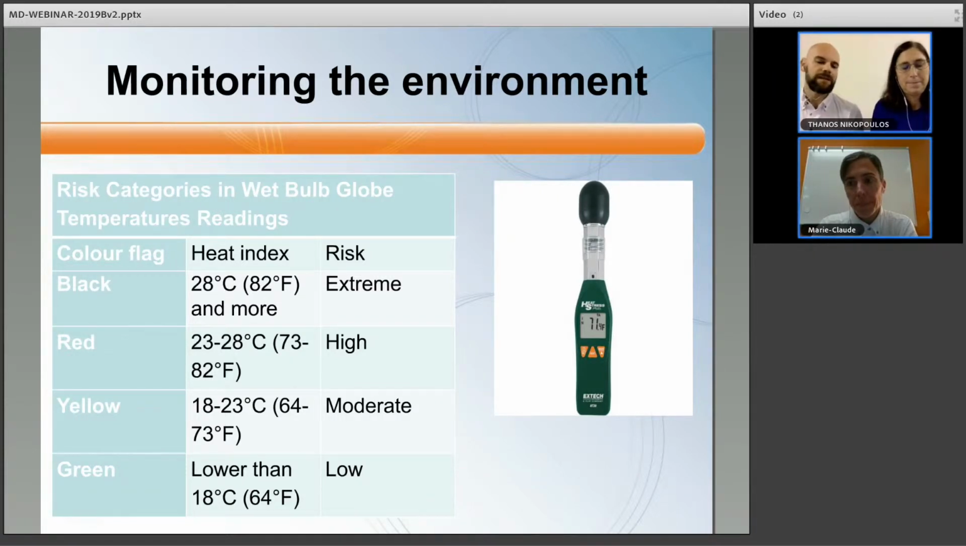So if the reading is lower than 18 Celsius on the heat index, this is a green flag. Between 18 and 23 is yellow flag. 23 and 28 is red flag, and 28 is, as you can understand, I'm European.